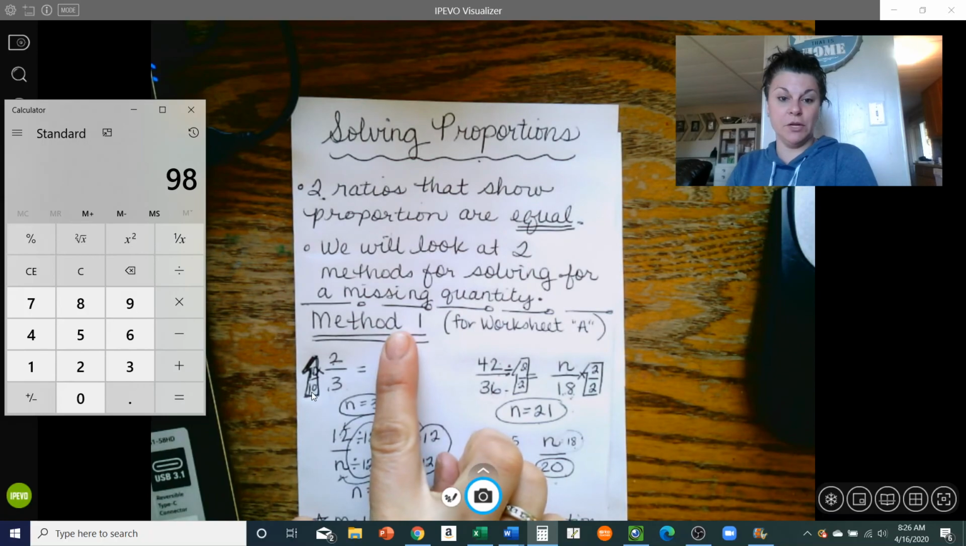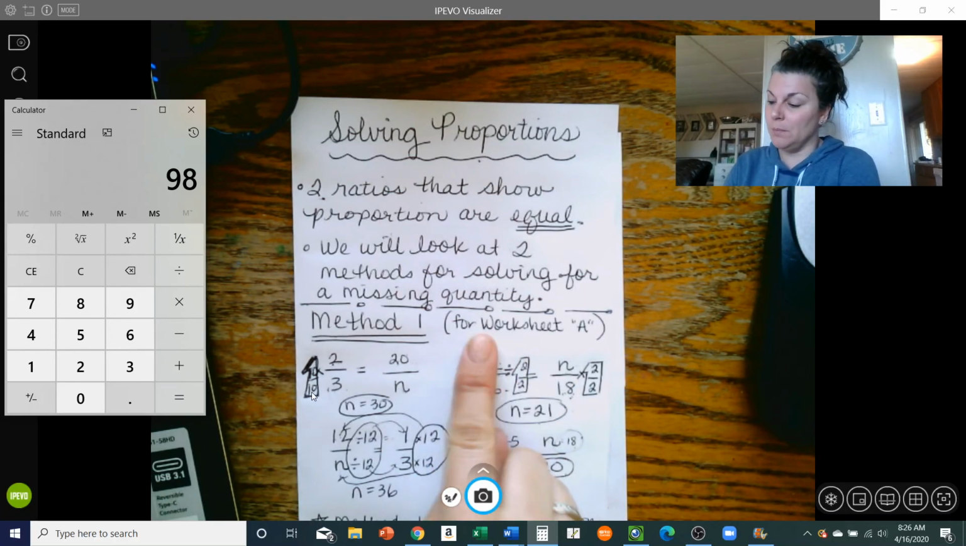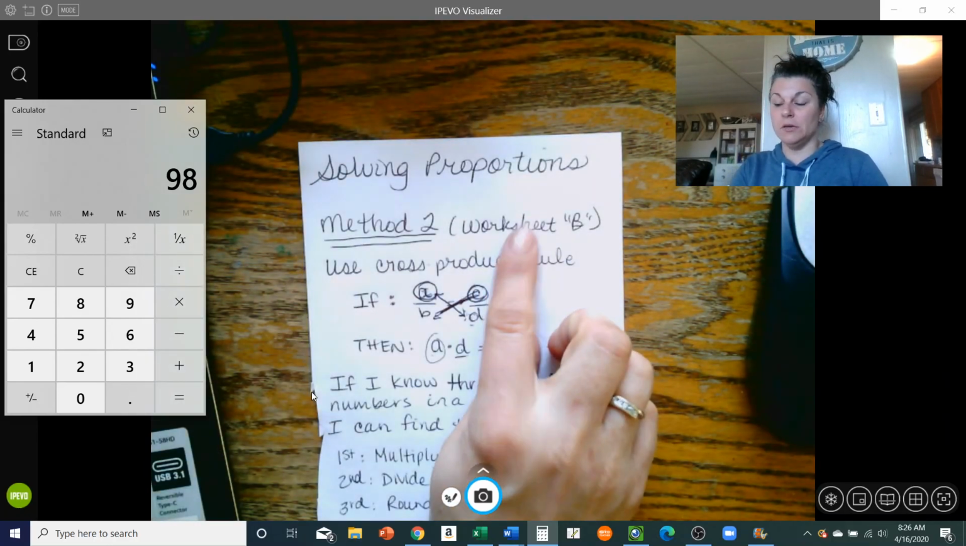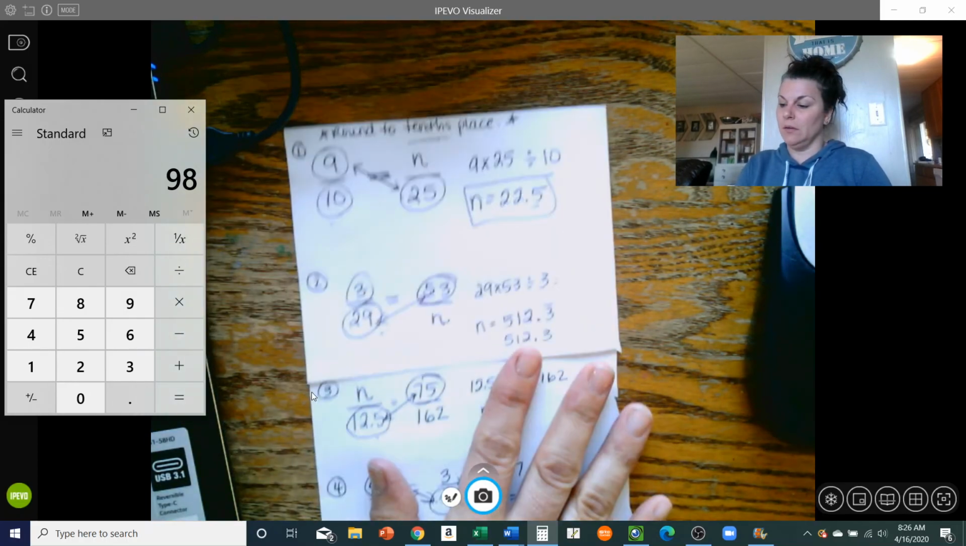Worksheet A, where you can use method 1. Method 1 is really easy with worksheet A. You can use your calculators for it too, if you're stuck on something. Some of the numbers are kind of big. And then you need to use method 2 on worksheet B because they're not going to be whole numbers when you're changing in between.